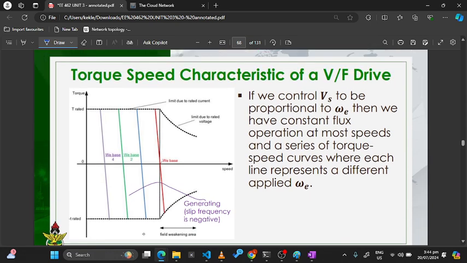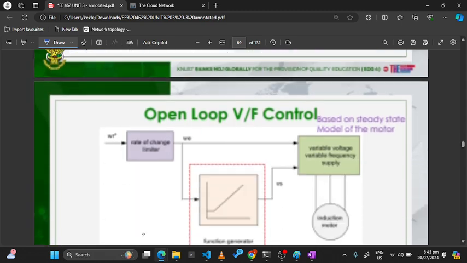So if we control Vs to be proportional to omega E, then we have constant flux operation at most speeds and a series of torque speed curves where each line represents a different applied omega E.